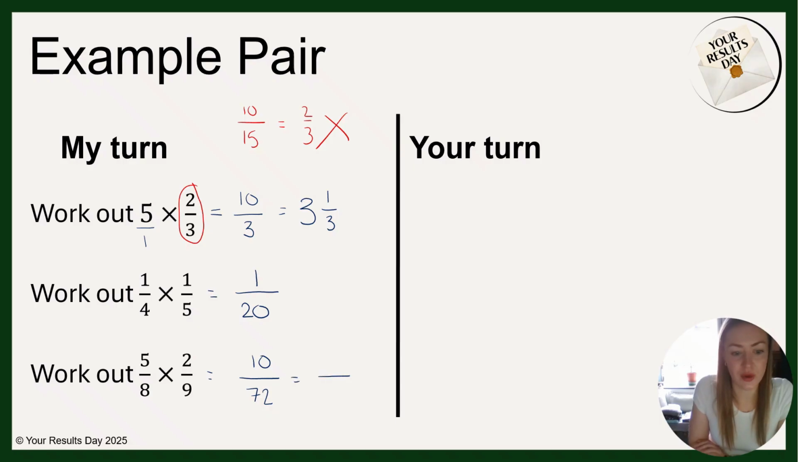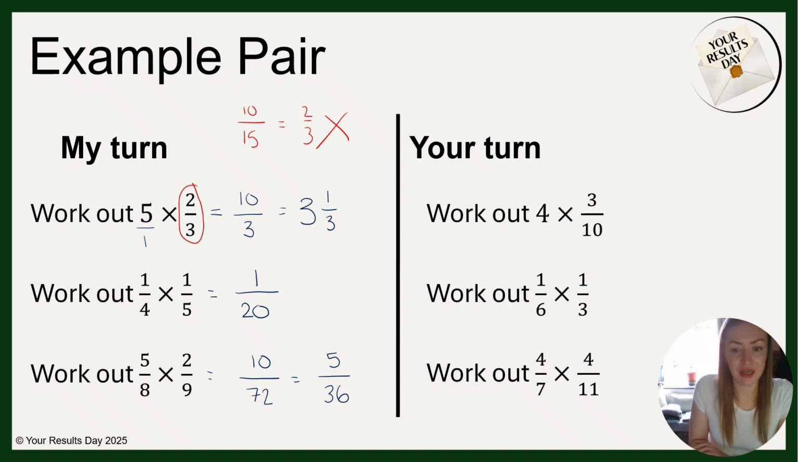And here's a case where we can simplify. They're both divisible by 2. 10 divided by 2 is 5. 72 divided by 2 is 36. Here are 3 very similar questions for you to have a go at. I'm going to go straight through the answers, so pause the video and hit play when you're ready to see the solutions. For your first one, remembering that we only times the 4 by the top number, giving us 12.